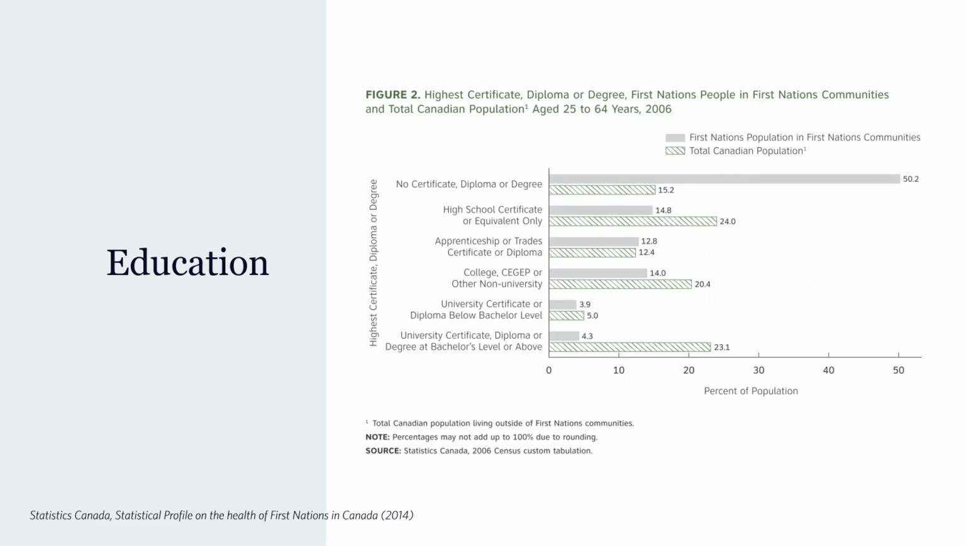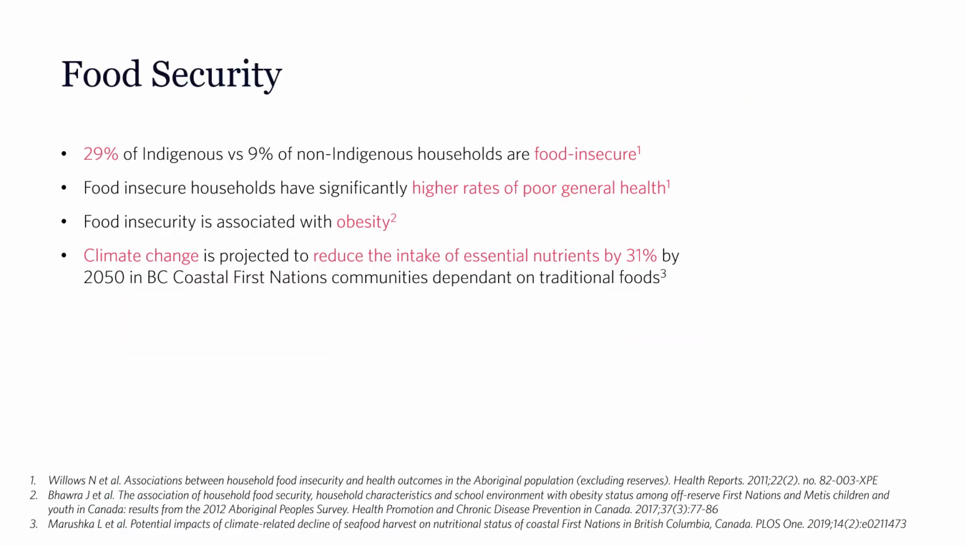Similarly, with each increasing education level, there are fewer people in First Nations communities represented. Indigenous Canadians face over 3 times the risk of food insecurity compared to non-Indigenous Canadians. This is linked to poor overall health status and contributes to obesity. Traditional foods confer some protective health benefits. However, climate change disproportionately affects First Nations communities by disrupting access to traditional foods.